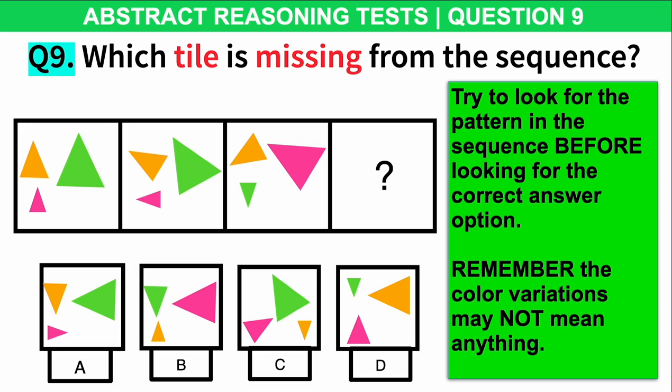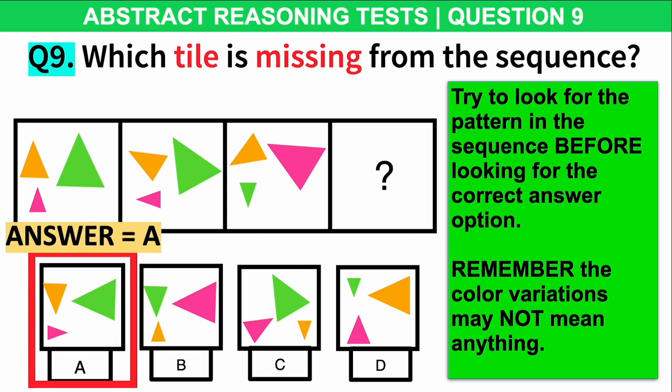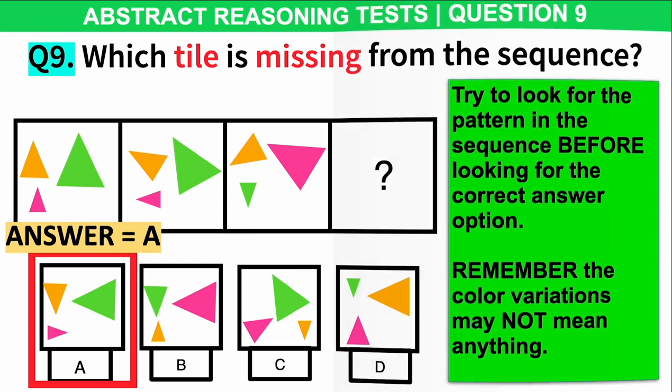Instead, the pattern is this. The biggest triangle rotates 30 degrees anti-clockwise each time. The medium triangle rotates 60 degrees anti-clockwise each time. And the smallest triangle rotates 90 degrees anti-clockwise each time. So we can see here, if we look at the smallest triangle, it moves 90 degrees going to the left and then going down, and then therefore it has to go to the right, making A the correct answer option. So let's try one of these questions for yourself.